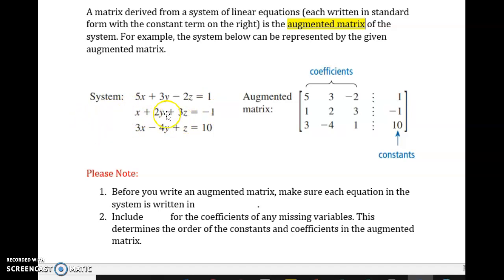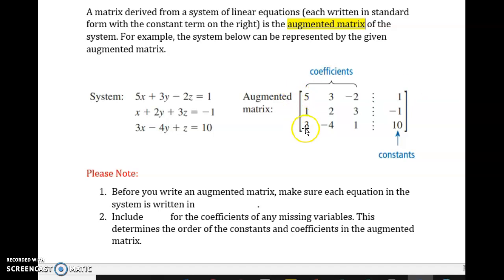So we have 1, 2, 3. And if you look over here on our augmented matrix, we have 1, 2, 3, and that's equal to a -1. So on the opposite side of the equal sign here, we have a -1. And then it goes on, 3x minus 4y plus z equals -10.